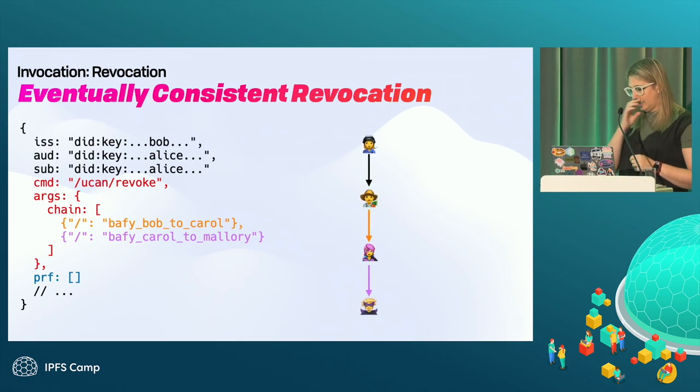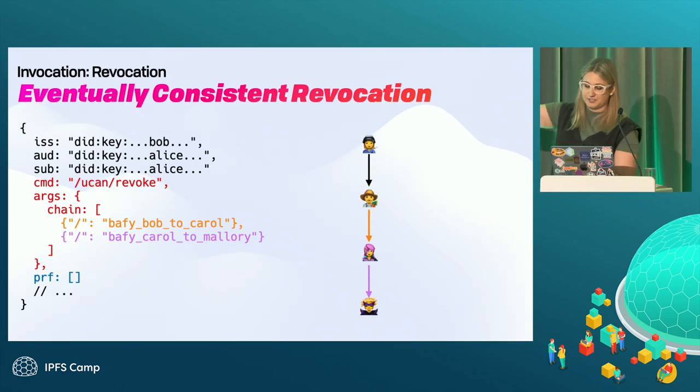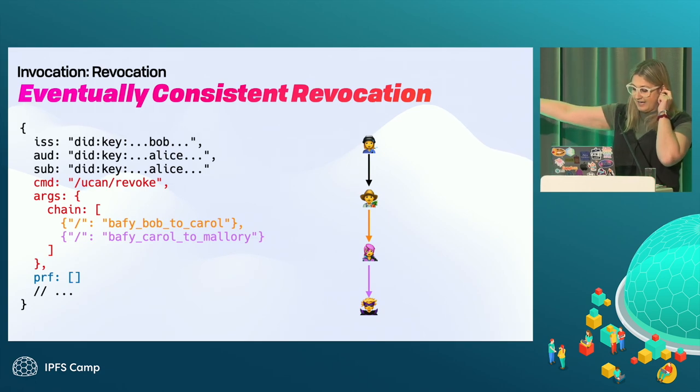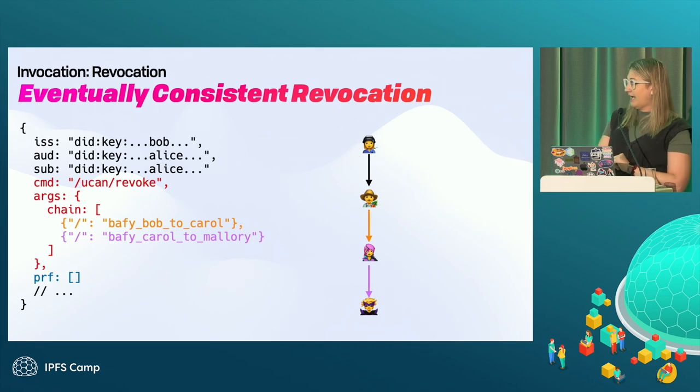So here's a concrete scenario. We have Alice delegated to Bob, delegated to Carol, delegated to Mallory. And Bob discovers that Mallory is a bad actor and issues this revocation on the side.